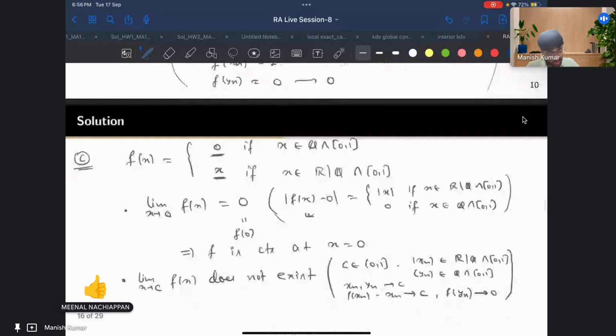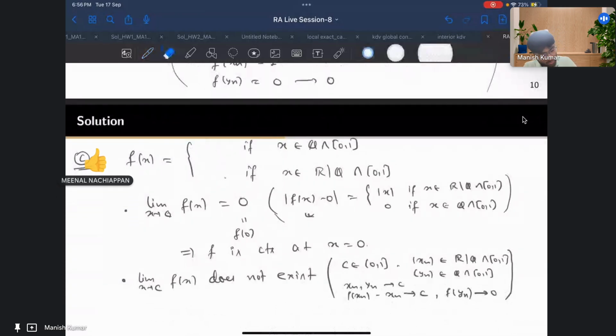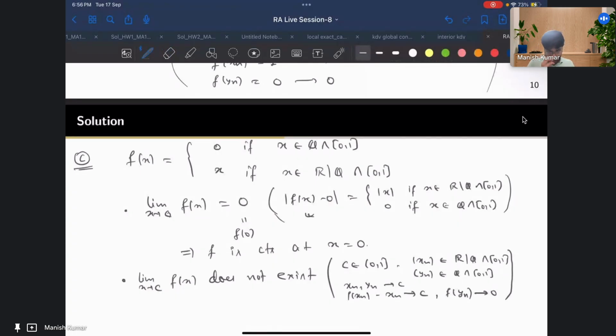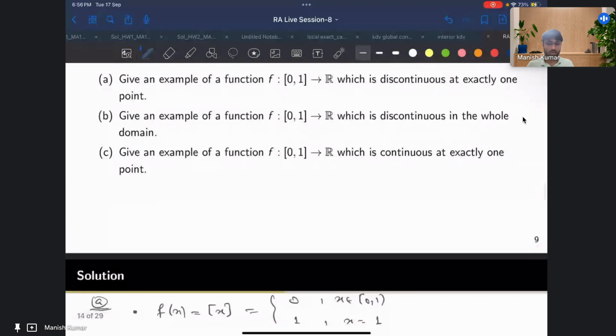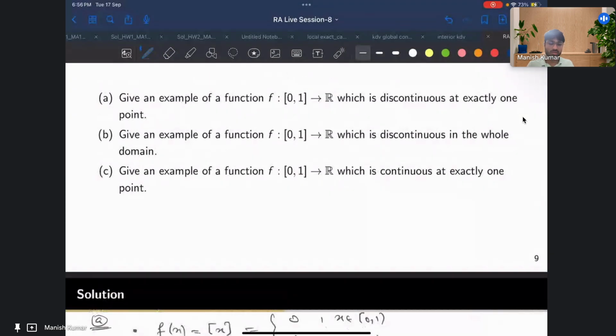Now again, if I switch the value, if I put x here and if I put 0, then also it's continuous. No issue, it's the same thing. So this was about this. Here you have to give some examples. I hope everyone understood this. Is this clear to you?